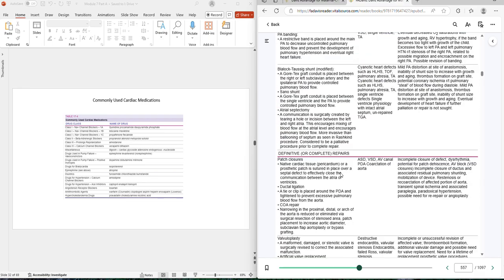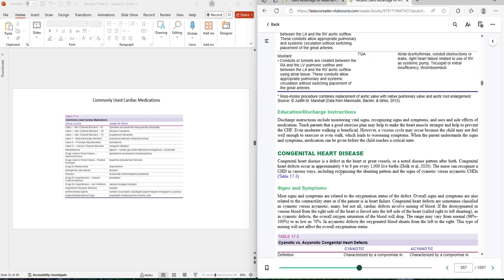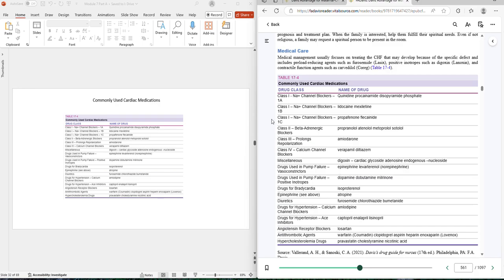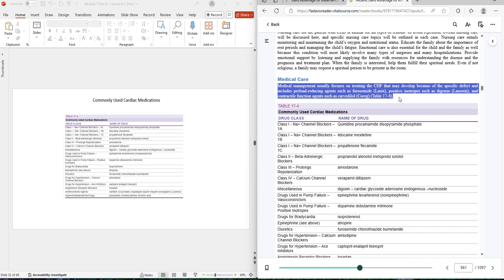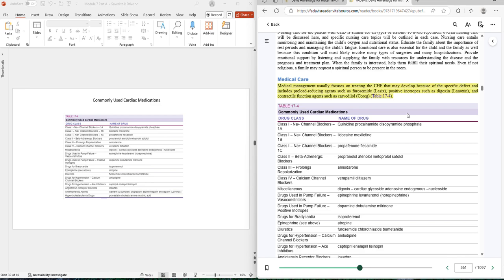On page 561, let's go there, and there's the same chart over here. Okay. The medical care, it talks about the Coreg. Okay. So another one to know, drugs that manage this congenital heart disease. Okay, so carvedilol is Coreg, and lol is a beta blocker, right? It's a contractile agent that helps the contractions of the heart. Okay.